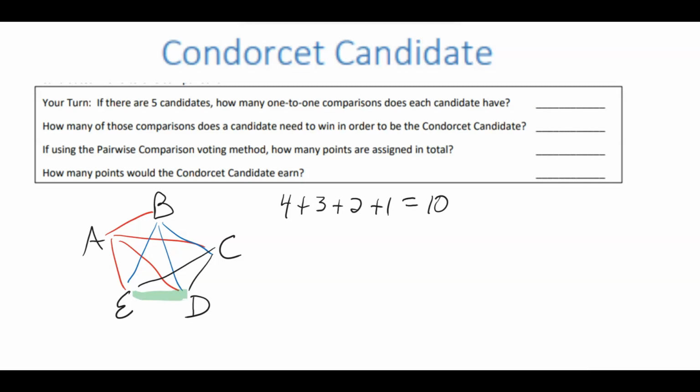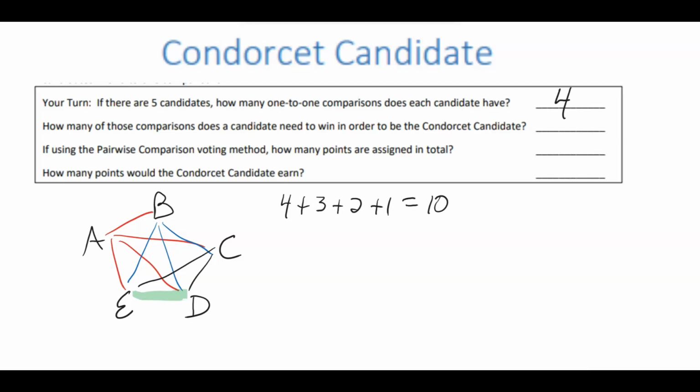Okay, so if there are 5 candidates, how many one-to-one comparisons does each candidate have? So if we were to just take C, 1, 2, 3, 4 different comparisons. Anyone you take, D, 1, 2, 3, 4 comparisons. So how many one-to-one comparisons does each candidate have? 4.